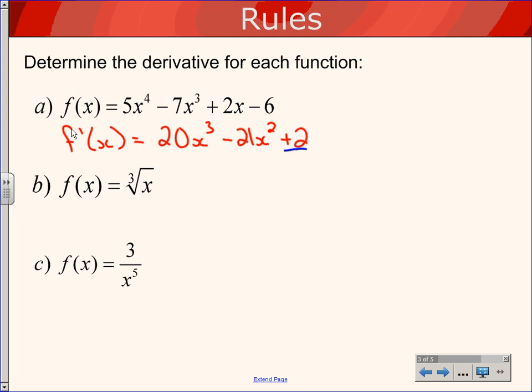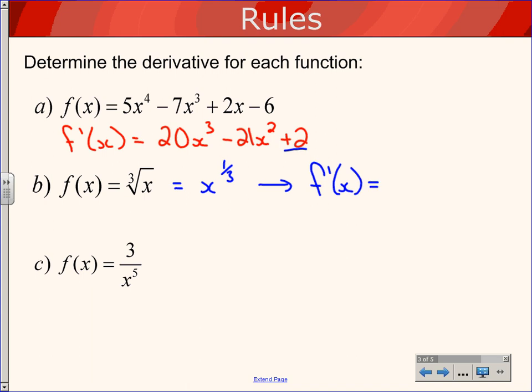f of x equals the cube root of x. This is one that we considered the other day when we were talking about places where we couldn't take the derivative, right? This function doesn't look like a polynomial. It's not a polynomial function. But what we can do is rewrite it so that it at least looks more like what we had before. If we have the cube root, that's the same as writing it as an exponent of 1/3. And if I do that, now I can go ahead and take the derivative of it using exactly the same idea.